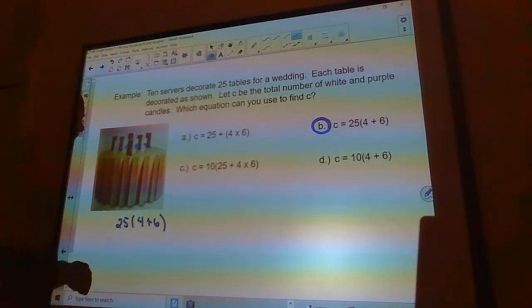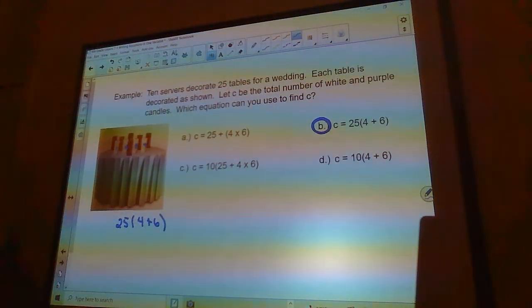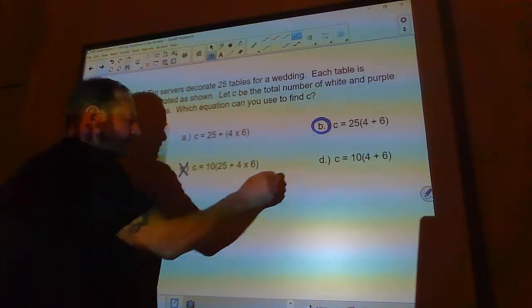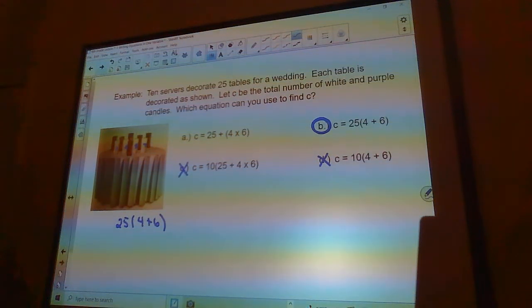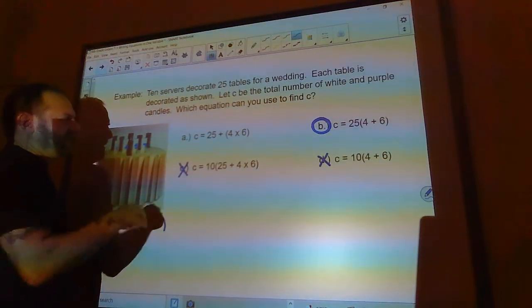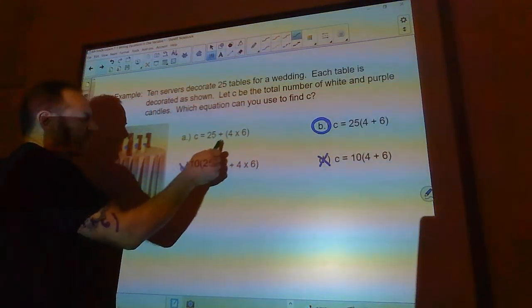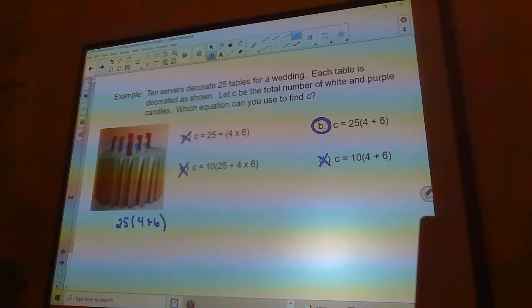Well, 10 times 10, it's not going to be 10 times something. That doesn't make any sense. So these 2 are definitely out. I think what they're saying is there's 10 candles. And then this one's 25 plus, and it's 4 times 6. This is wrong. This is backwards. This should be the times, and that should be the plus. So this one's out as well. So it's definitely just B.